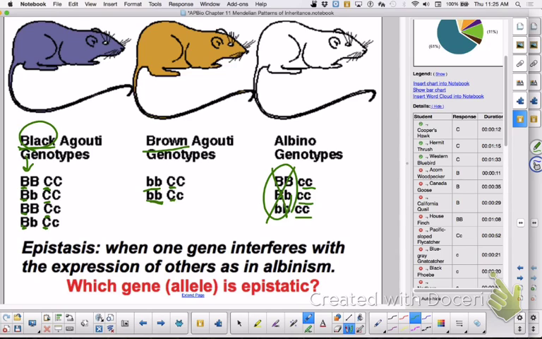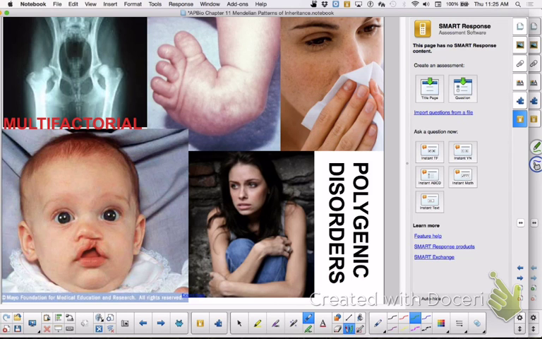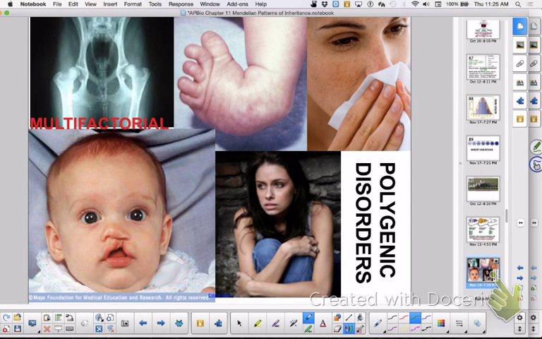All right, the other thing I want you to know now as well is that the environment can have an impact, multifactorial, on your polygenic traits. And here are some examples of those. Traits controlled by polygenes are subject to environmental influences. And then I gave you examples: cleft lip, hypertension, diabetes, schizophrenia, allergies, and cancers.